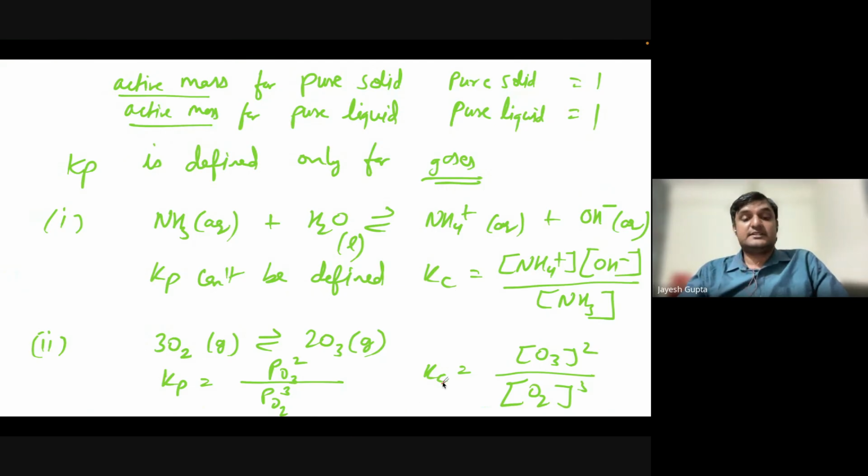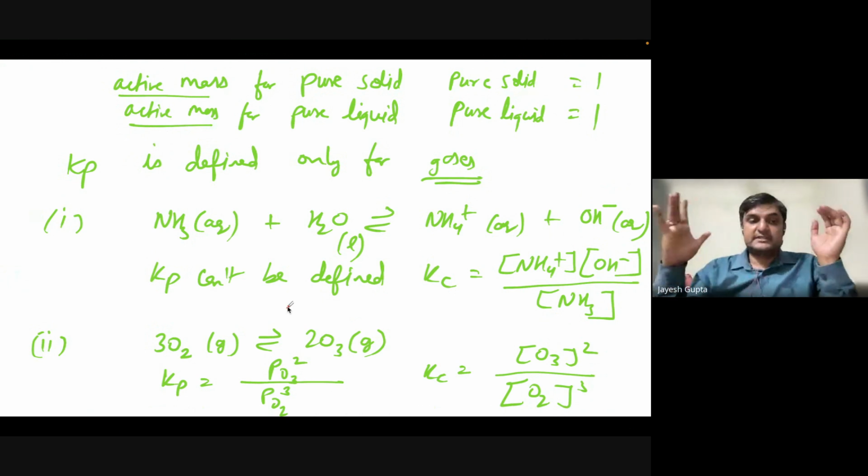Now Kc for gases is also defined, you just have to put concentration. In the numerator you will write concentration of O3 to the power 2, because the coefficient is 2 here, divided by concentration of O2 to the power 3, because the coefficient is 3 here. So in this way we have to define it. If gases are not present, Kp cannot be defined. For Kc, you do not write solid and liquid because active mass is taken as 1. For other phases like gases and aqueous, you include the concentration raised to the power of their coefficient.